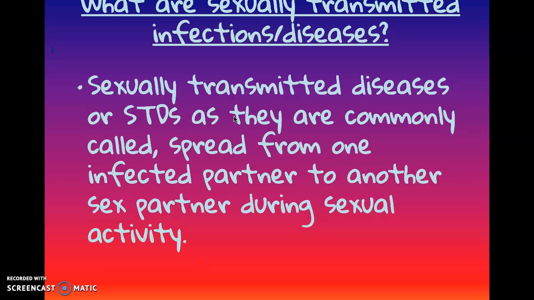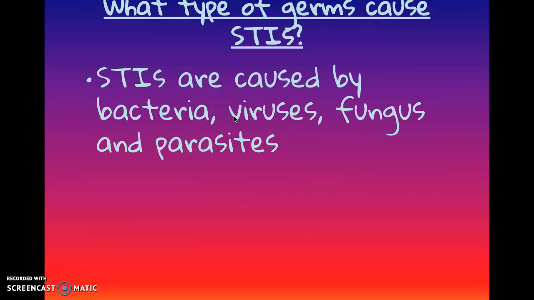All right, so sexually transmitted, what are they? Infections, sorry. These are diseases or infections. They're spread from one infected partner to another during sexual activity. This could be during sexual intercourse, penis enters the vagina, oral sex, which is the mouth on a partner's genitals, or anal sex. All of those different sexual activities can spread these bacteria or viruses, these germs.